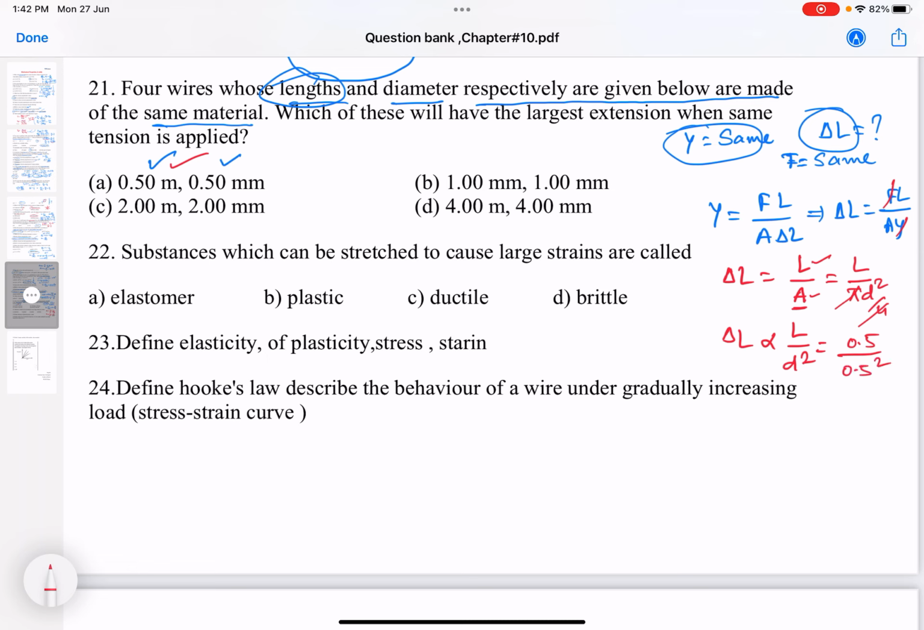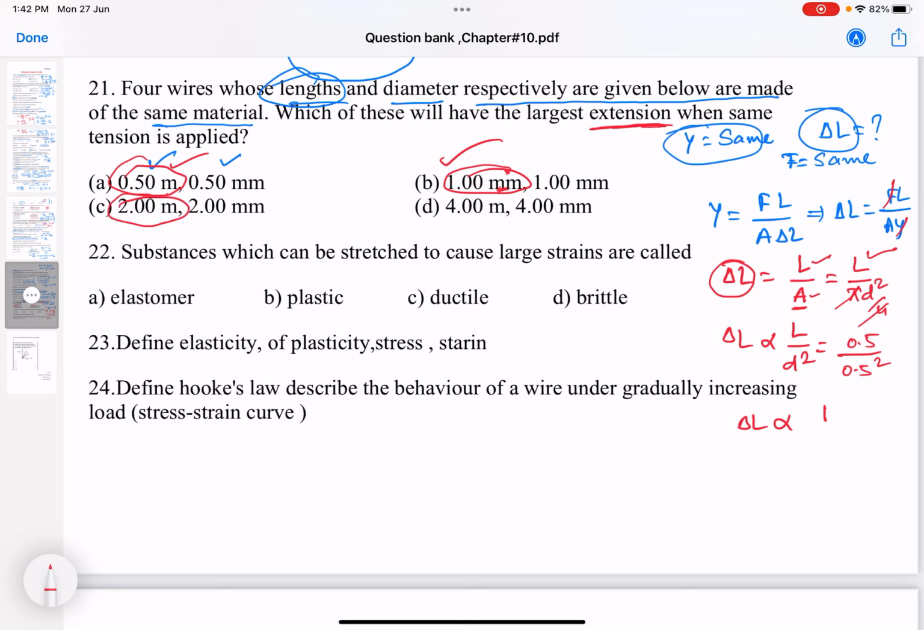Calculate this value. And delta L for the second one is 1 by this length is 1 millimeter. You can cross it out because the length is in millimeters. So extension will be large for large lengths. Delta L will be large for large lengths. So millimeter is smaller than meters. So answer must be in terms of meters.